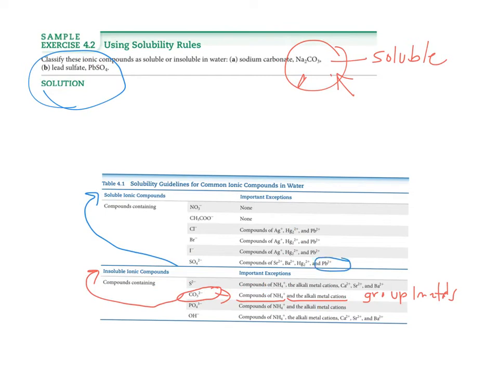So while most sulfate compounds are soluble, when lead is mixed with sulfate to make a solid, that is insoluble. That is the exception. So this is going to be insoluble.